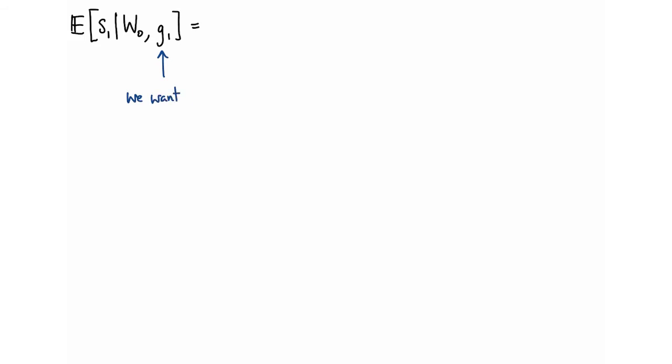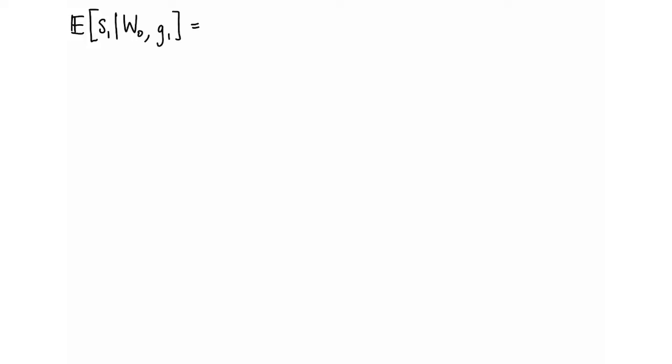So what this basically says is, if we fix W0, the initial set of 5-letter words in English, and we also fix a guess G1 in the first round, what do we expect the size of the list of remaining feasible words to be after the first guess has been made? So how do we work this out?